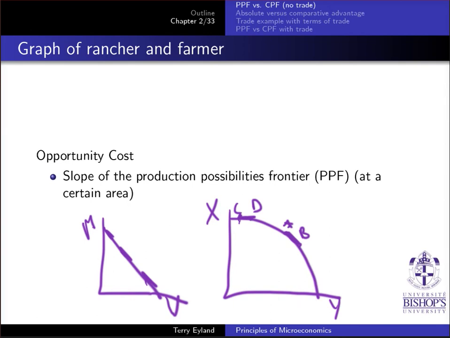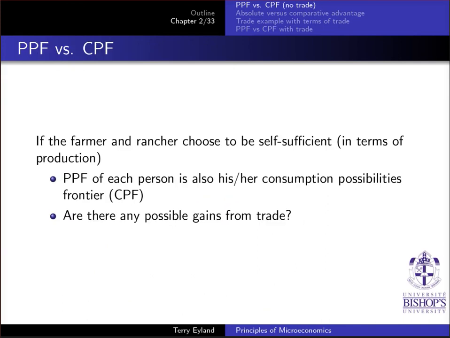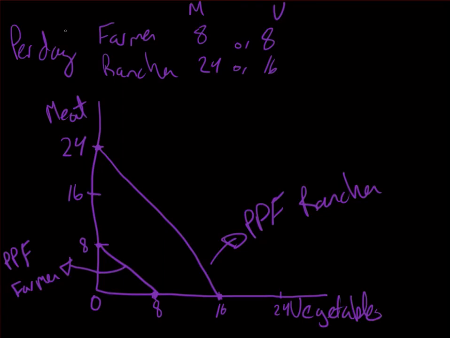All right. So if the farmer and the rancher choose to be self-sufficient in terms of production, in this specific example the production possibilities frontier of each individual is also his consumption possibilities frontier. So if we look back to here, if I'm the rancher or the farmer and I'm not trading, we're each doing our own thing on our own end of the island, not seeing each other, not communicating with each other.